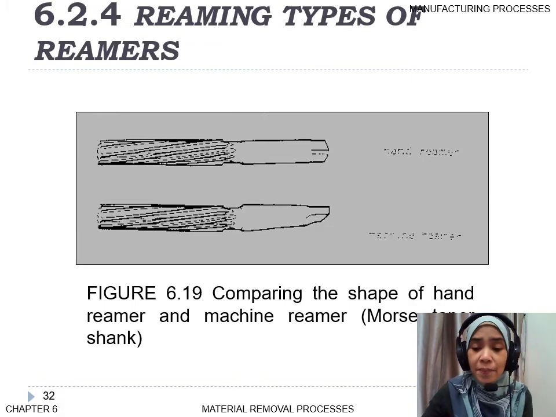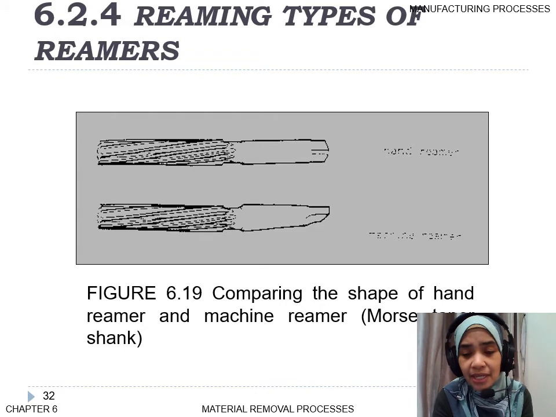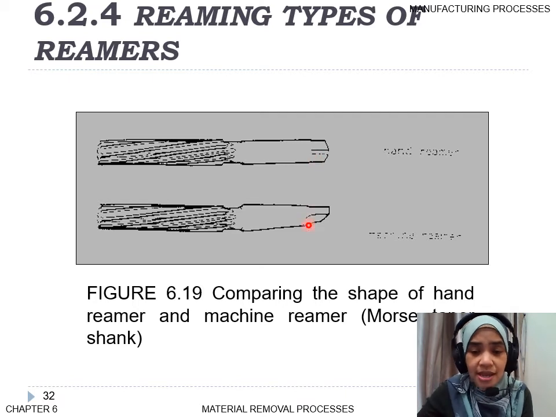Okay, this one is comparing the shape. It may not be very clear, but somehow you can see the difference. Comparing the shape of the hand reamer to the machine reamer, the machine reamer uses the morse taper shank. You can see the difference between here and here. The front is the same, but at the back you can see this one is the hand reamer, and this one is the machine reamer, which uses the morse taper shank.